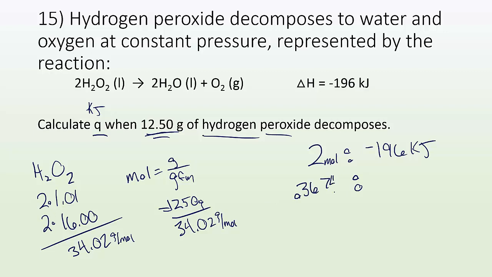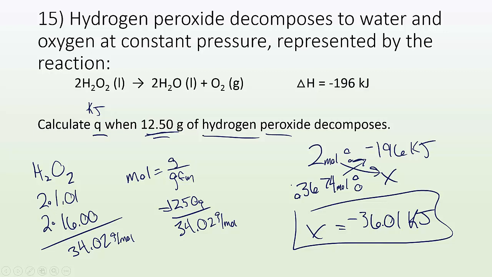And I get 0.3674 moles. And then how much kilojoules would I get? Again, cross multiply and divide, and I get X to equal negative 36.01 kilojoules as my final answer for that one.